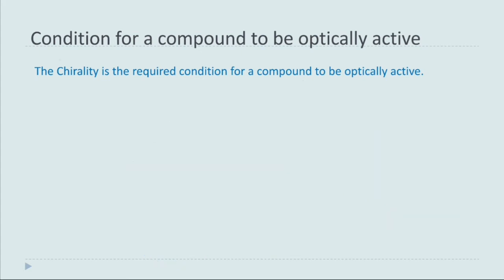What is the condition for a compound to be optically active? It is chirality. In the next slides we will discuss this chirality in detail. Now see, chiral compounds do not possess any element of symmetry. Element of symmetry means plane of symmetry, center of symmetry, axis of symmetry, etc. Basically we will just check the plane of symmetry. If it is absent, then we can say that this compound is asymmetric. Okay, because at the level of +2, if we can apply a plane of symmetry, that's enough.